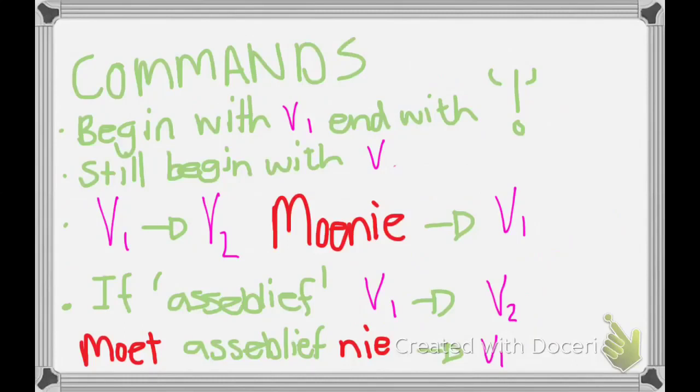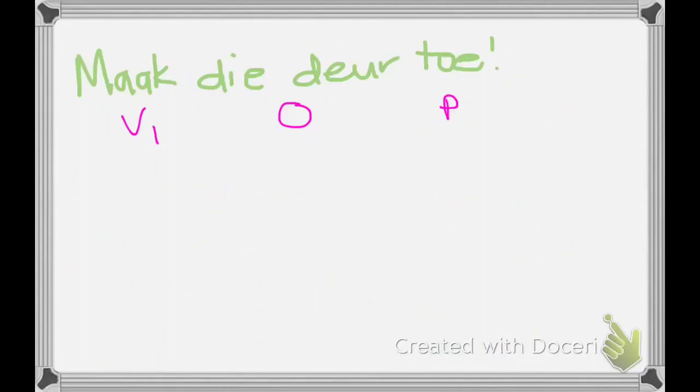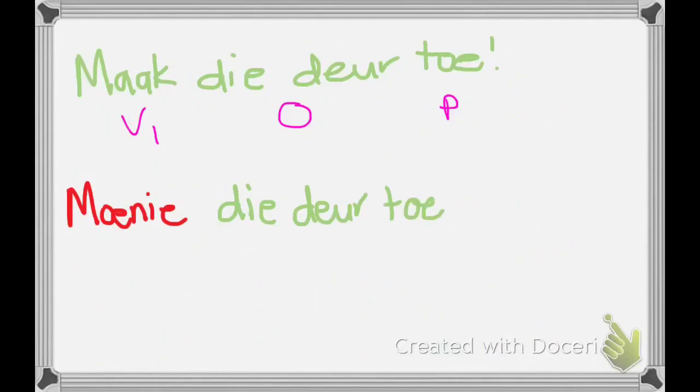Okay. So, how do we do this? We have a sentence, maak die deur toe. Okay, and there's our verb 1 and our object and all the rest of it. Alright. Then we're going to use muni, because there's no asseblief. So we're going to have muni die deur toe maak.